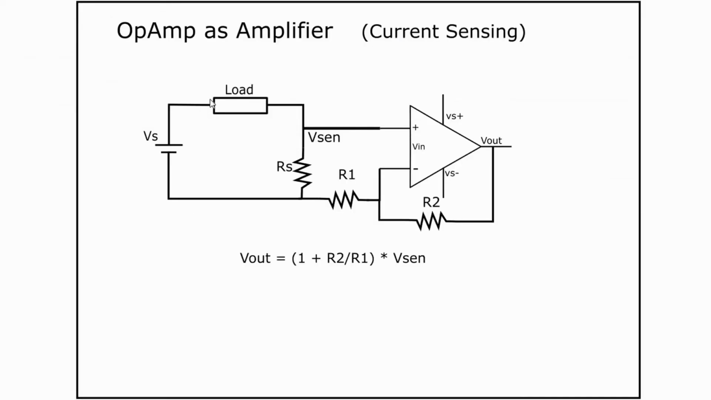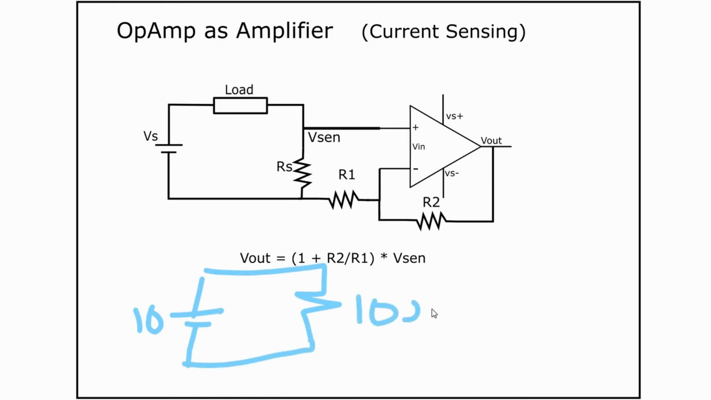Now let's look at how an op amp can be used as an amplifier. This is a typical example for measuring current through a load, and this amplifier configuration is a non-inverting amplifier. Let's understand how you can measure current which is flowing through the load. Let us consider that there is a 10 volt supply, then this is your load. Now let's assume our load is 10 ohm. So there will be 1 amp of current flowing through this.